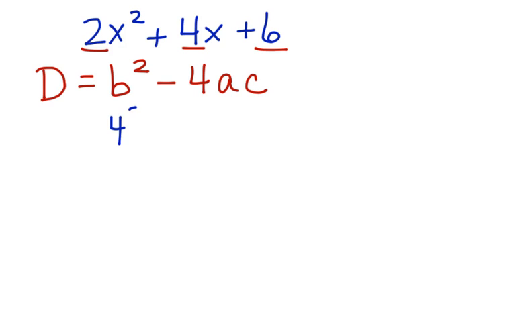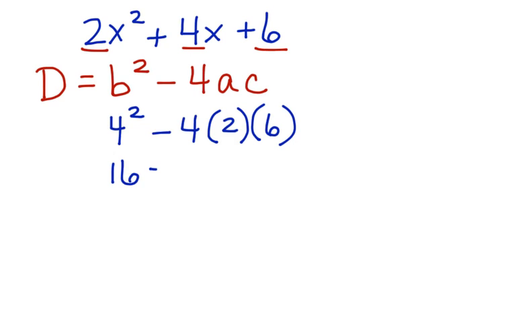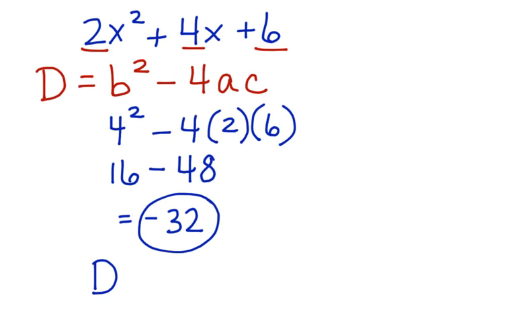So we have 4 squared minus 4 times 2 times 6. 4 squared is 16 minus 4 times 2 is 8 times 6 is 48, which leaves us with an answer of negative 32. Now, d is less than 0.